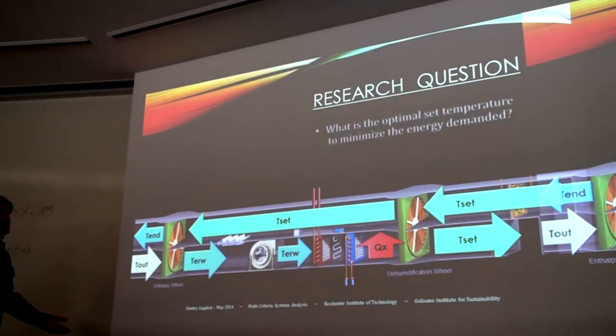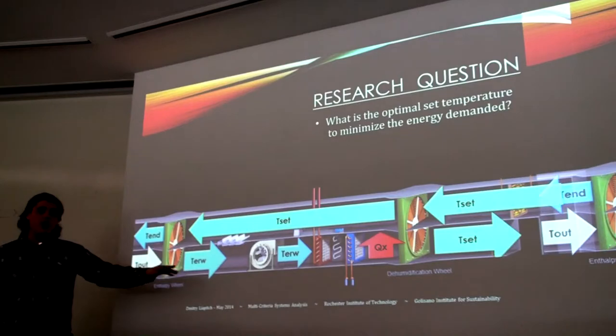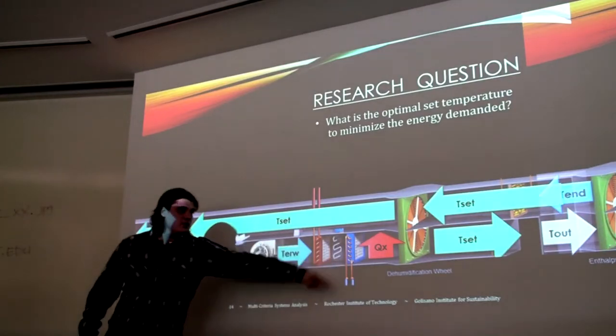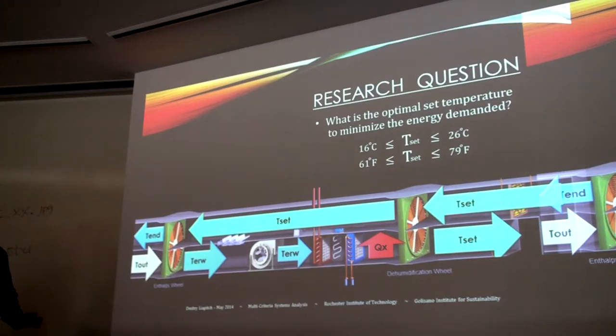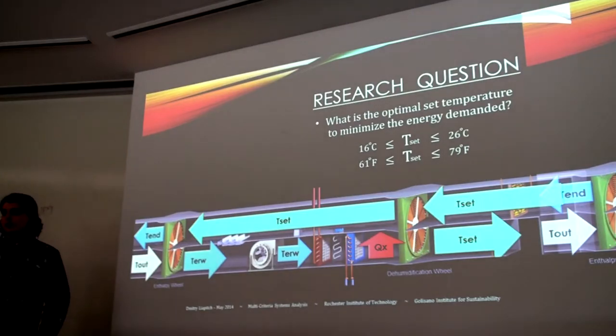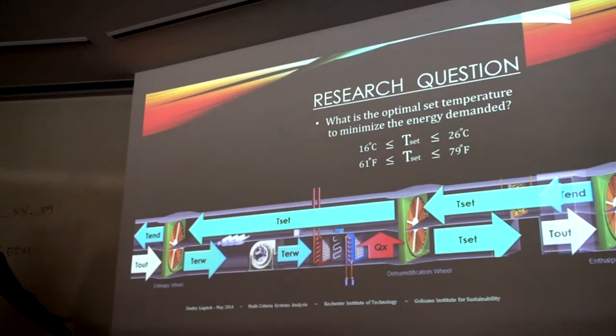So my research question is, what is the actual optimal number to minimize this energy demand? And we're solving for T set. So we're assuming that the set temperature has to be between 16 and 26 degrees Celsius, between 61 degrees Fahrenheit and 79 degrees Fahrenheit. So reasonable temperatures for us to be able to feel comfortable.